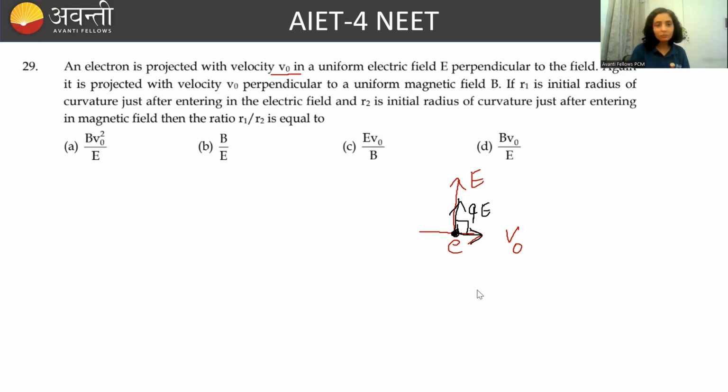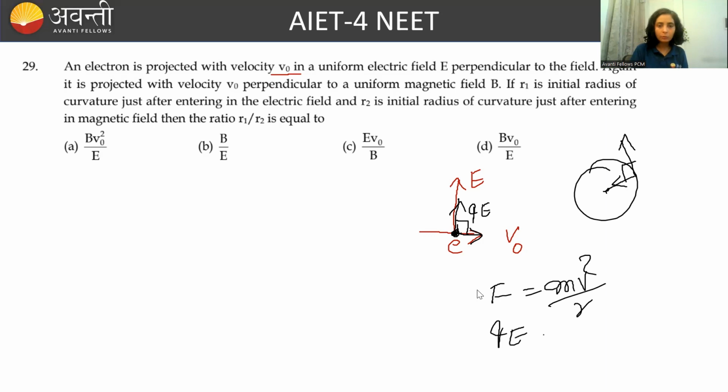So there is a tendency of this force to help it move in a circle, right? Because if something is moving in a uniform circle, velocity and force share an angle of 90 degrees. So the same scene is appearing here. So the radius of curvature we can calculate like this: F will be equal to mv squared by r. So qE equals m v0 squared by r, and r will be equal to how much?